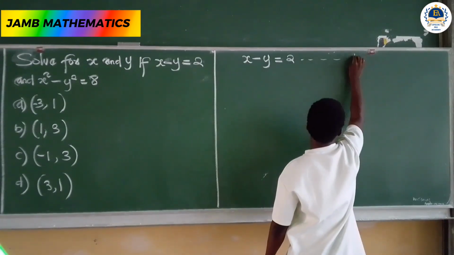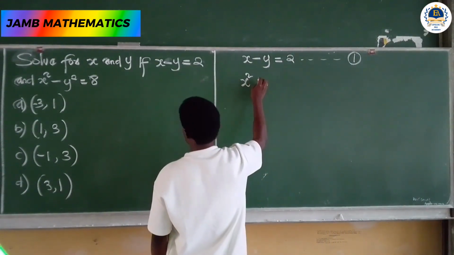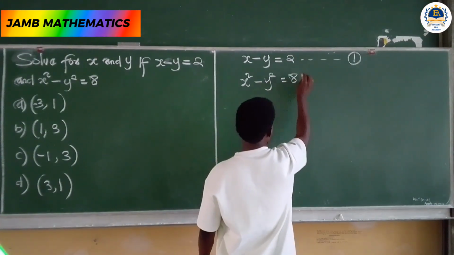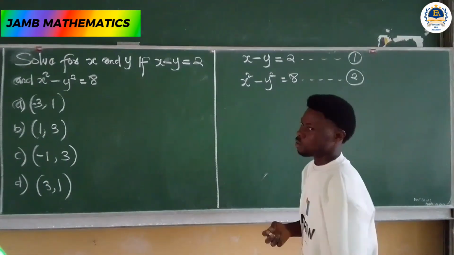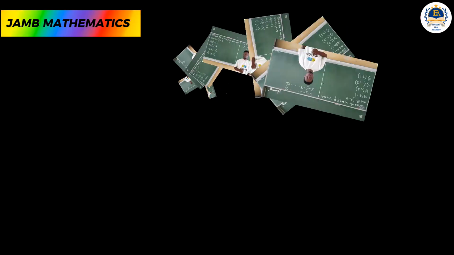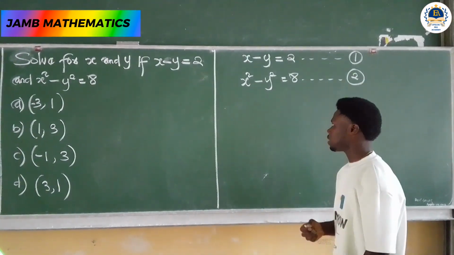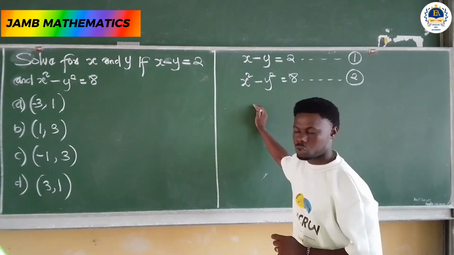Let me call this my equation 1, and x squared minus y squared is equal to 8. Let me call this my equation 2. From equation 2, we have x squared minus y squared is equal to 8. So there's an identity that defines this, and the name of the identity is difference of two squares.